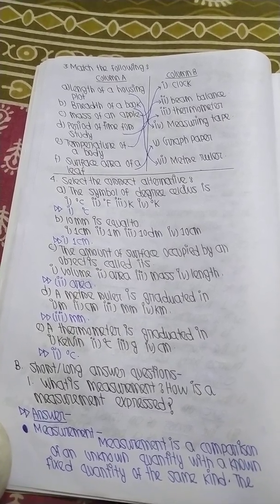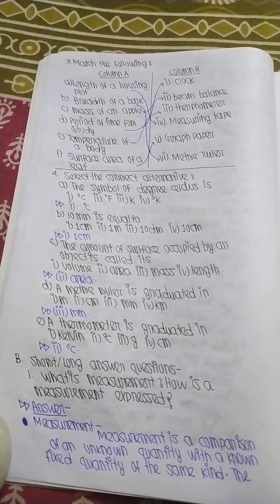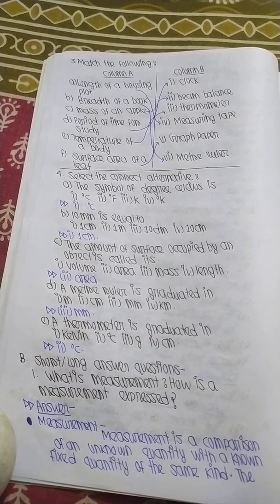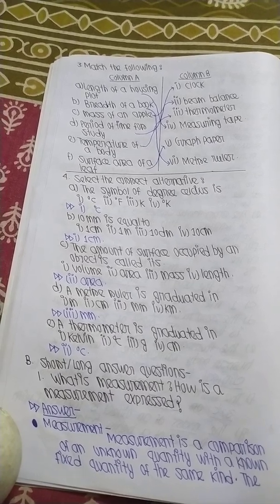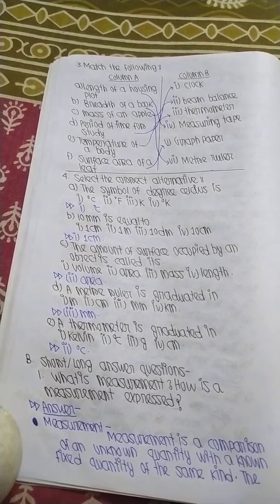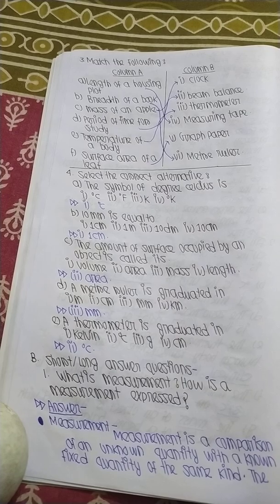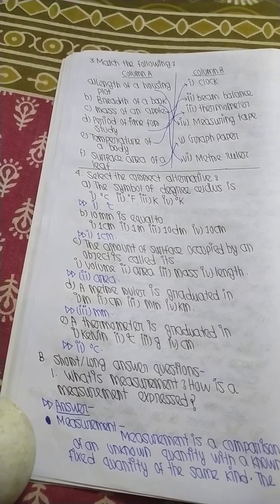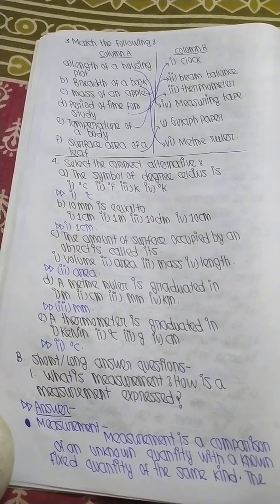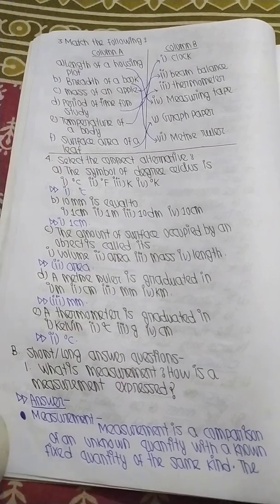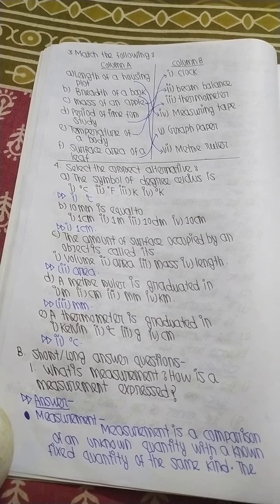Number 4. Select the correct alternative. A. The symbol of degree Celsius is: 1. degree C, 2. degree F, 3. K, 4. degree K. The correct option is number 1, degree C. B. 10 millimeter is equal to: 1. 1 centimeter, 2. 1 meter, 3. 10 decimeter, 4. 10 centimeter. The correct option is number 1, 1 centimeter.